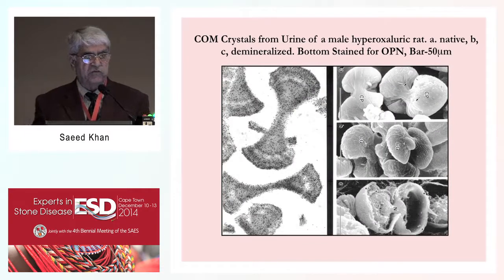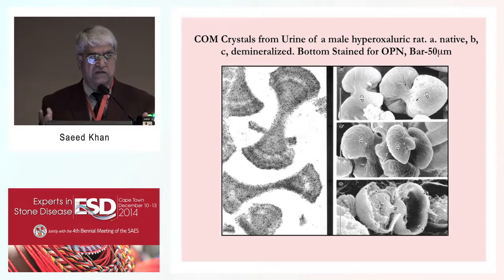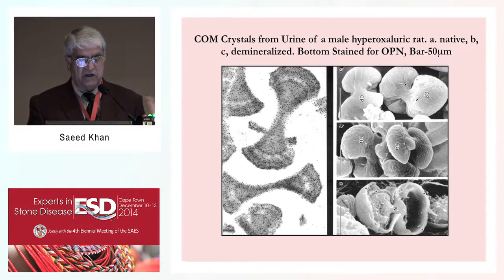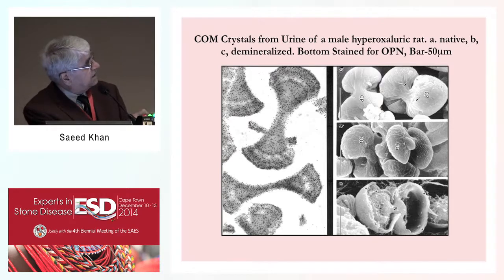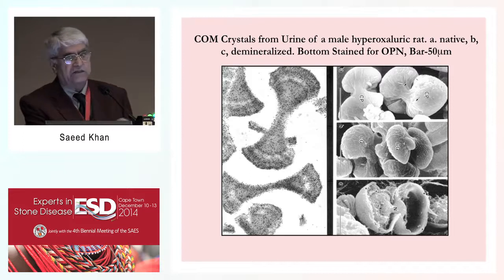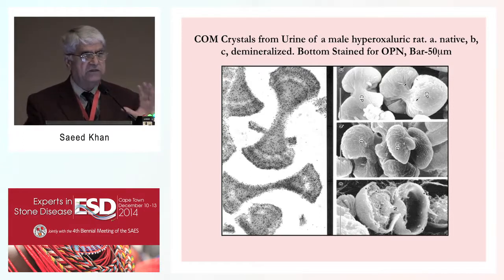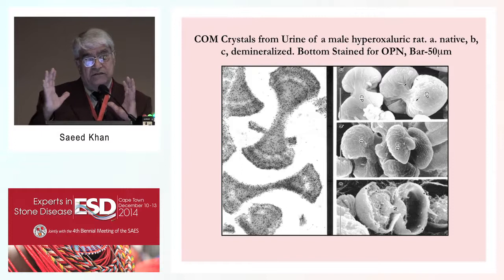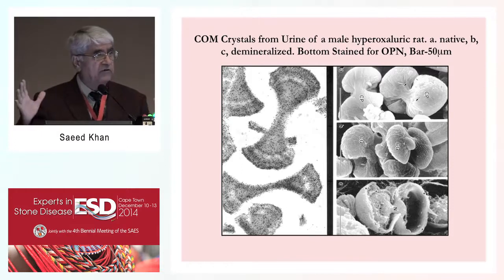And here is some of our work. I'm sure most of you are familiar with the dumbbells of calcium oxalate monohydrate. Look at this dumbbell of calcium oxalate monohydrate. This side, these are all totally decalcified. Then we sectioned them and stained them, and what do you see? This is all osteopontin in there. There's so much osteopontin in there. I don't know what it is doing there. I will let you decide.